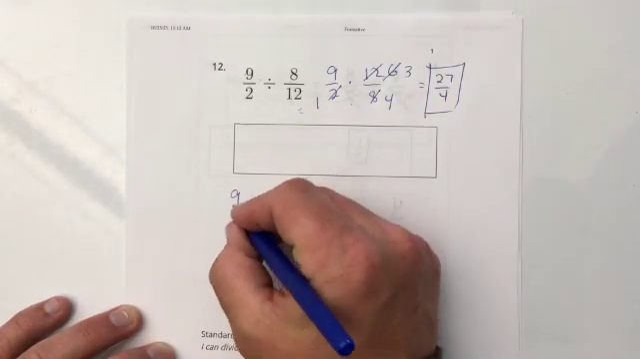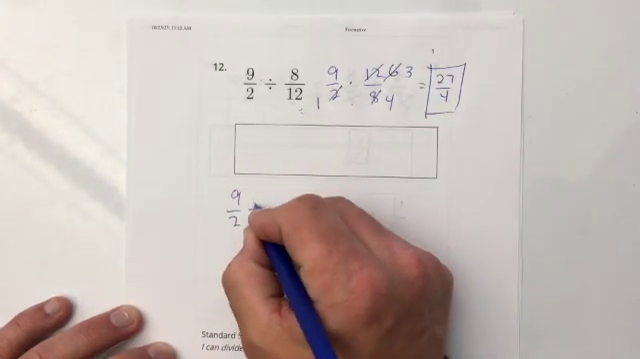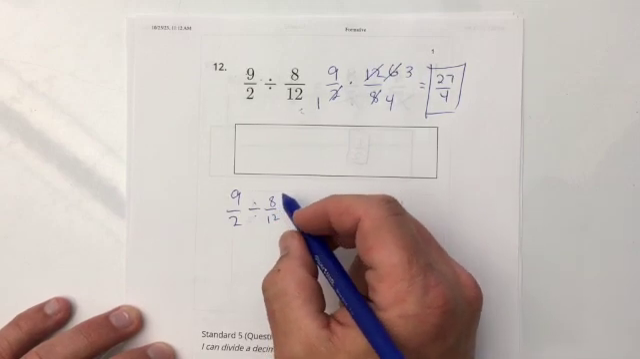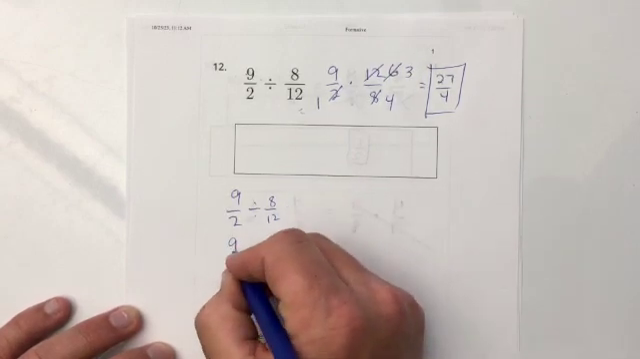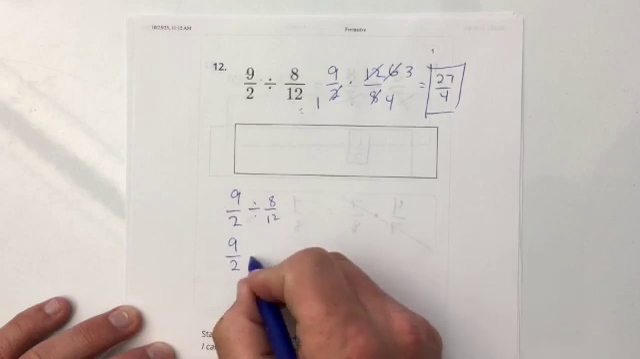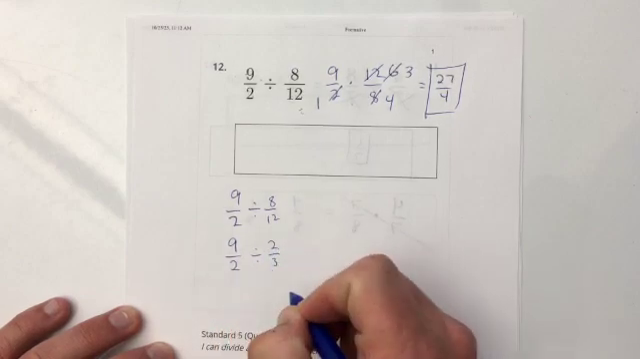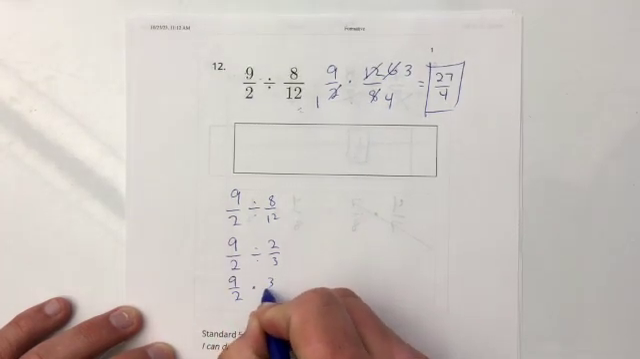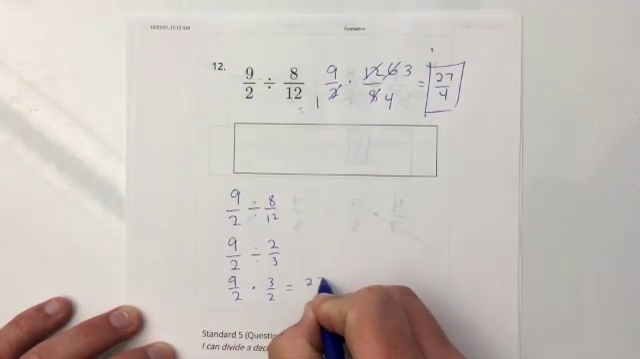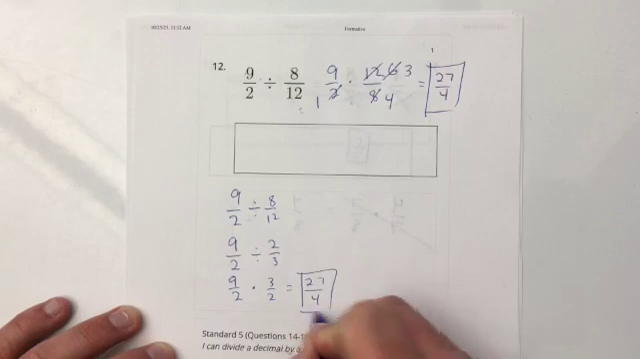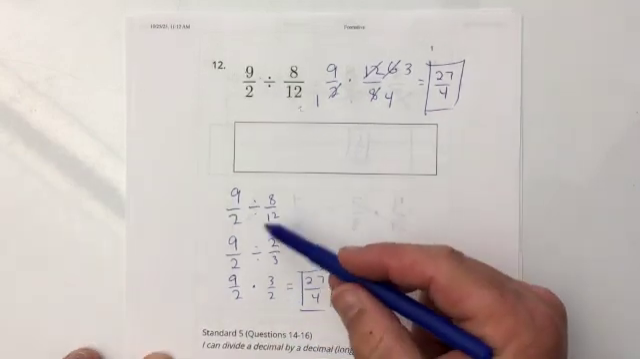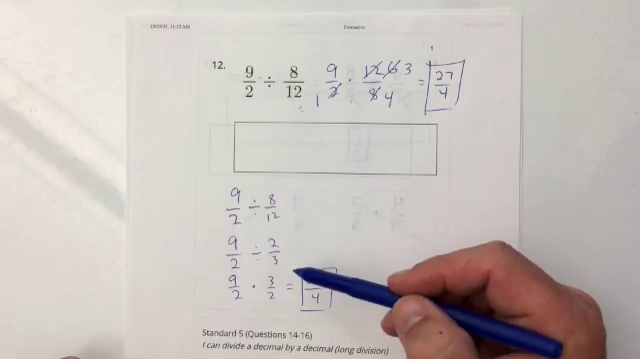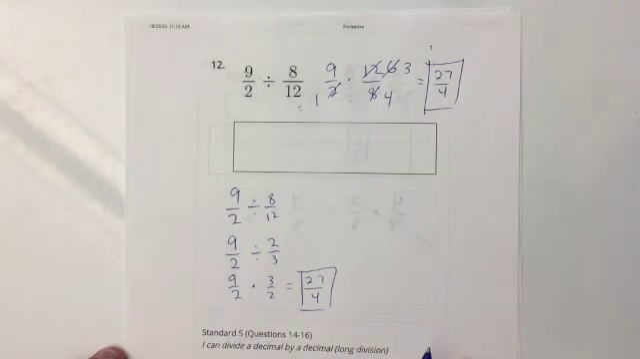Let me just show this a different way. If I do divided by 8 twelfths, 8 twelfths is the same as 2/3. So this would be 9 halves divided by 2/3, which is the same as 9 halves times 3 halves, which is 27 fourths. Same answer, but the earlier you simplify, the easier things are, right? So that's why it's called simplify.